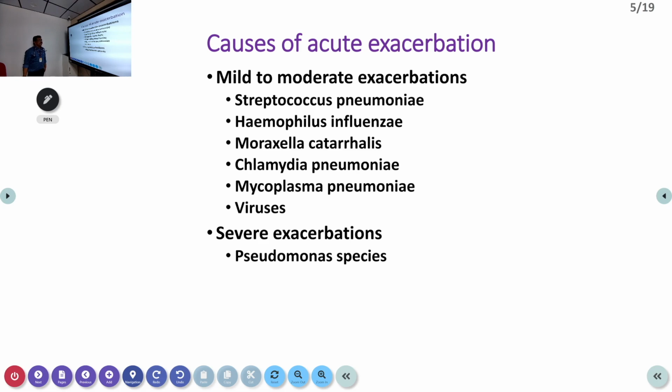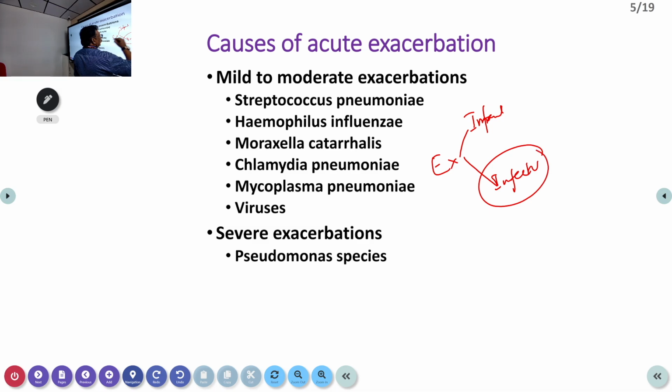Now, the cause of acute exacerbation is mostly an infective exacerbation. Exacerbation in asthma is an inflammatory exacerbation, while exacerbation in COPD is an infective exacerbation. So COPD is always an infective exacerbation. Asthma is mostly due to allergy and inflammation. That is the main difference between asthma and COPD exacerbation.